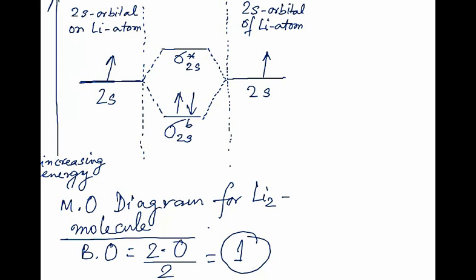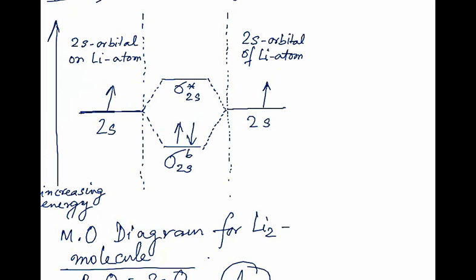I hope you have understood how to move on with drawing the molecular orbital diagrams for different homonuclear diatomic molecules. Now we shall be discussing a few more examples, and now we shall discuss the molecular orbital diagram for the Be2 molecule. So we now discuss the MO diagram for the Be2 molecule.